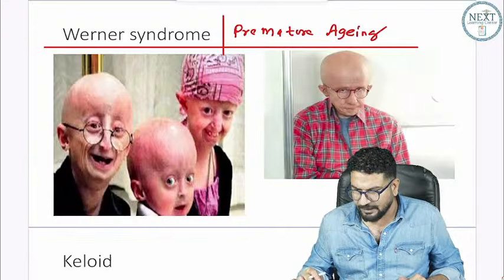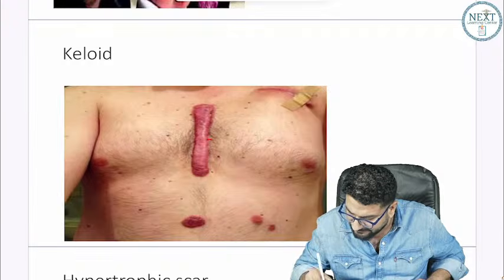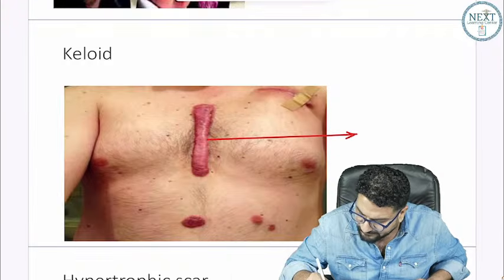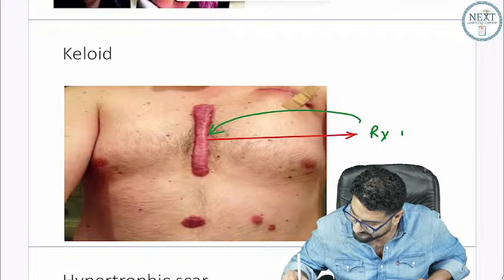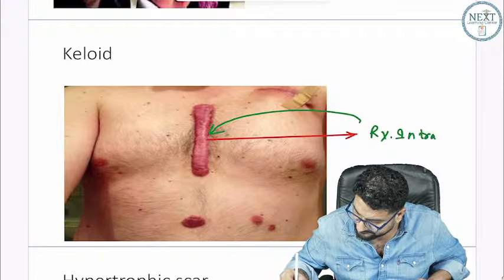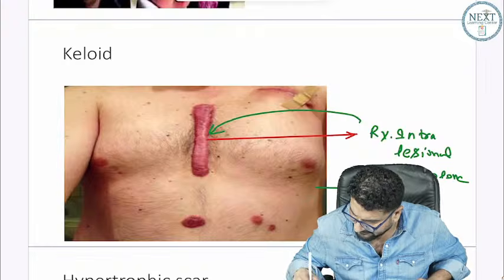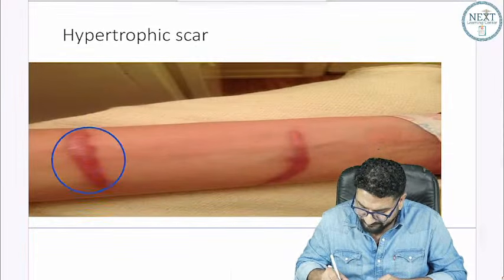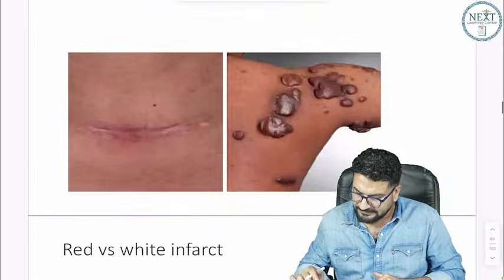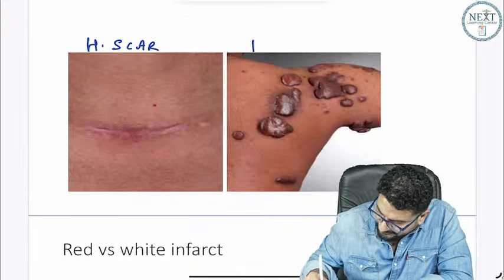Then remember how we differentiate keloid from hypertrophic scar. You can see this keloid. Keloid is something that goes beyond the boundaries. It will have irregular borders. And this keloid, how do we manage? We manage by giving an injection directly here. Which injection do we give? We call this intralesional triamcinolone. Done. Okay, this is hypertrophic scar, so it will not go beyond the boundaries. We call this hypertrophic scar. This is different. So you can see this is a hypertrophic scar, and this will be keloid.